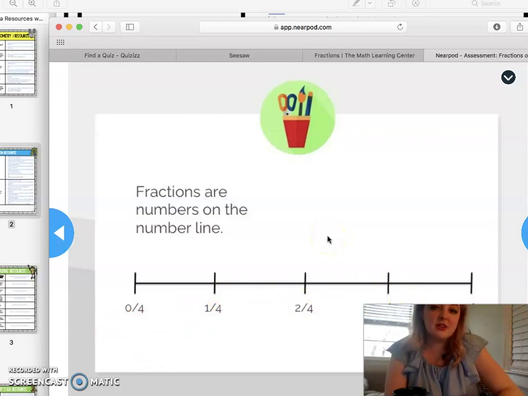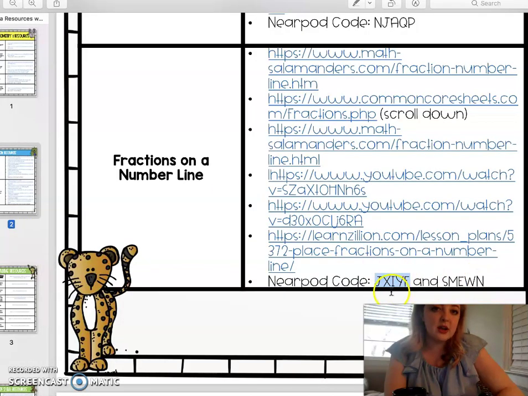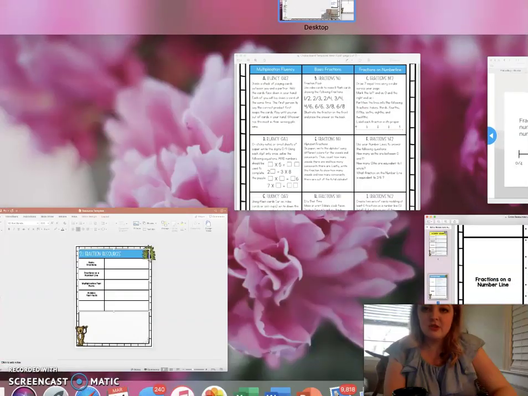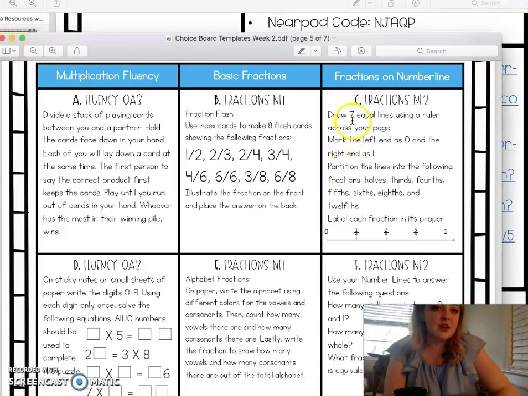If you go into the additional resources page today, you'll see that I've linked 2 Nearpod codes that are going to go over this with you a little bit further in detail, because today's activity, if you look real quick, is just drawing 7 equal lines using a ruler across your page. Mark the left end as 0 and the right end as 1 whole. If you want to represent this as a fraction, feel free to. Then you're going to partition the lines into the following fractions: halves, thirds, fourths, fifths, sixths, eighths, and twelfths. And you want to make sure again that you are trying to keep them as equal as possible.